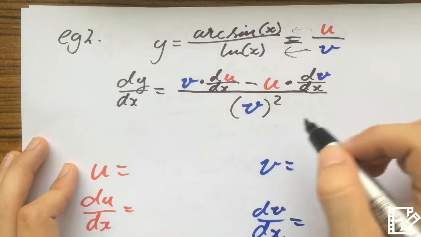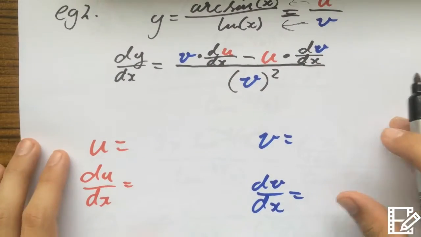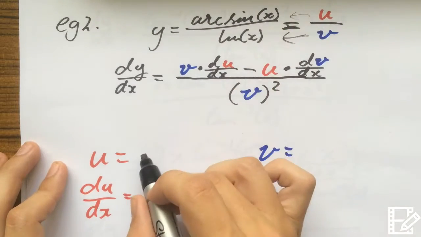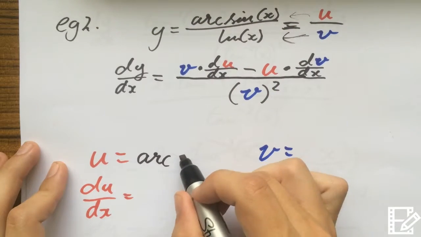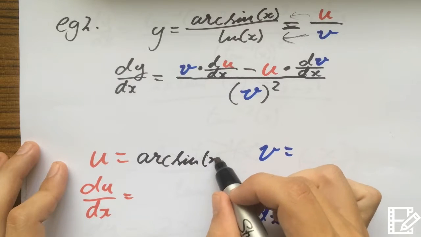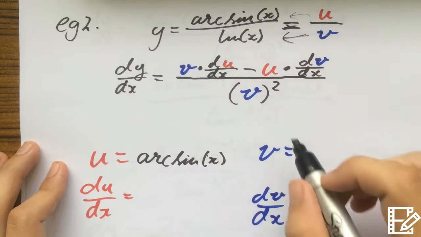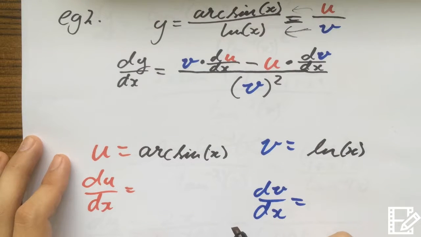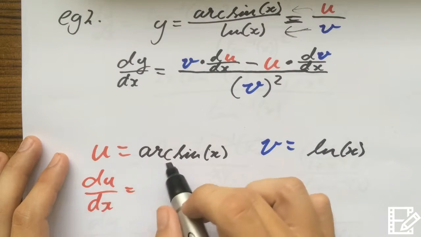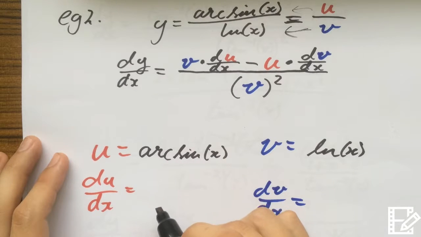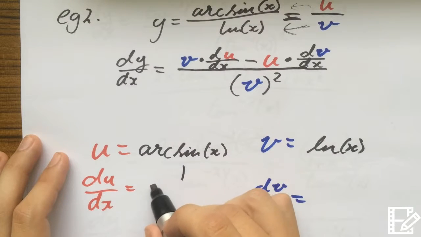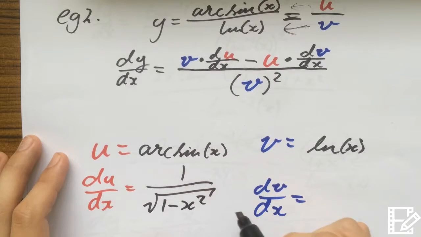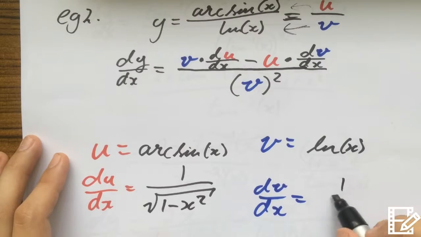This is the formula for the derivative. I already read it out before, I don't need to do it again. So we need to find u. We said that u is the top, so it's going to be arc sine of x. And v we said was going to be ln of x. Now we need to find the derivatives of each one of these. So the derivative of arc sine x is 1 over the square root of 1 minus x squared, and the derivative of ln of x is just 1 over x.